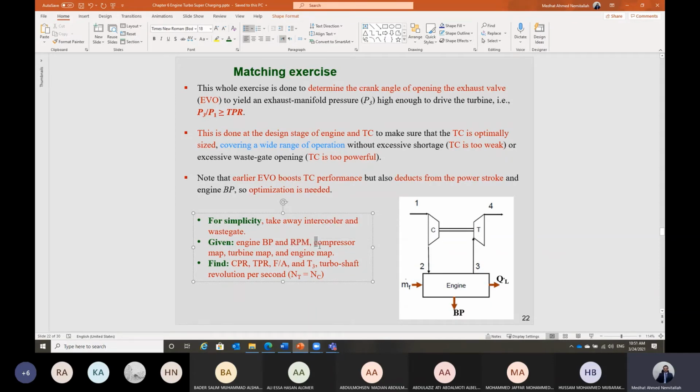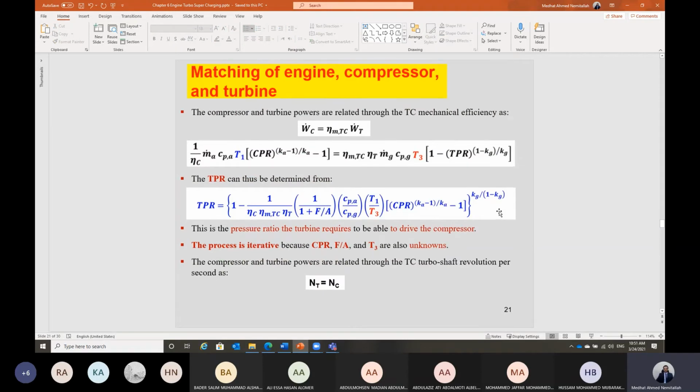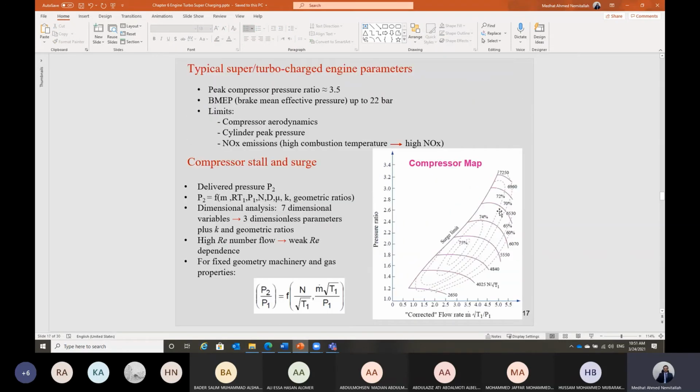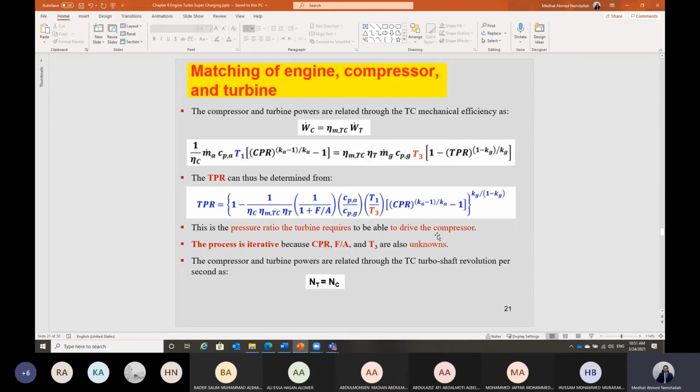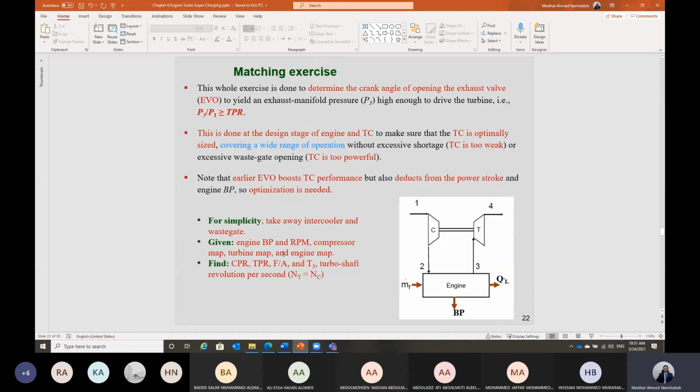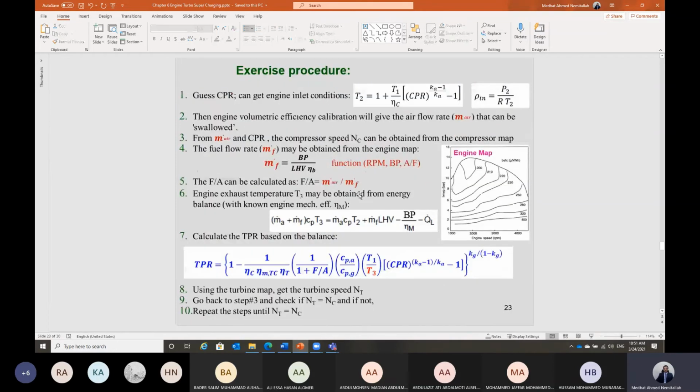We have the compressor map, يا شباب. This should be given with any compressor by the manufacturer. So if we have the mass flow rate at a given RPM, we can calculate the pressure ratio across the compressor. And also we have the turbine map, which we can use. And we have also, شباب, the engine map. Inshallah, I'll be talking about the engine map in the next chapter when we talk about the engine performance. Here is the engine map, for any engine.